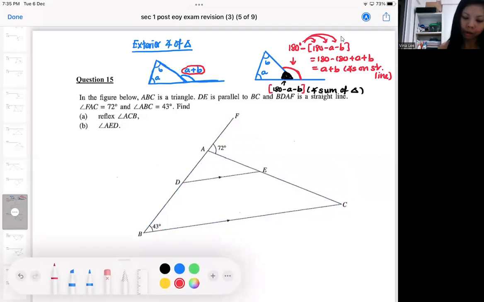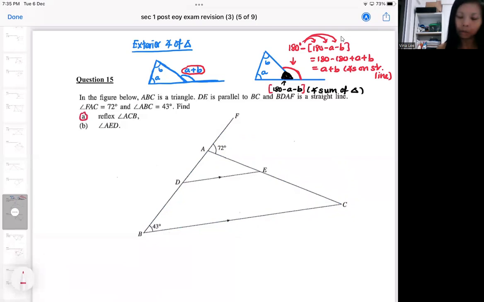Okay, so the first part A, we are supposed to find reflex ACB. So the word reflex says that the angle is more than 180 degrees. So where is reflex ACB? So this is the one that we are looking for. So this is called reflex ACB. So this one is the acute angle ACB. So in order to find the reflex ACB, I got to find acute ACB. So I'm going to find the acute ACB first, which is this one.